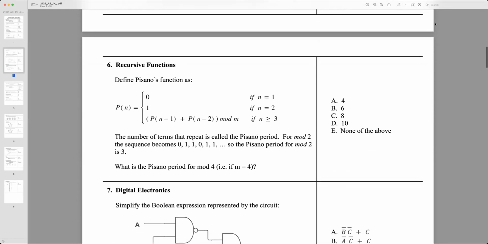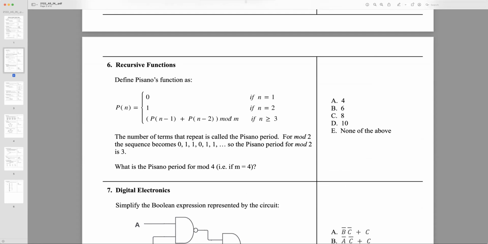All right, let's continue on to number 6. Number 6 is quite complicated. I want to do this with the problem on there. In the intermediate one, it uses quite difficult language. It says define Pisano's function, and you see here if n is equal to 1, 0. If n is equal to 2, 1. And if it's greater than or equal to 3, p of n minus 1 plus p of n minus 2, mod m. And we have to find mod. For m, let's say I put 2. Then for every term in the sequence, we just mod the value by 2.